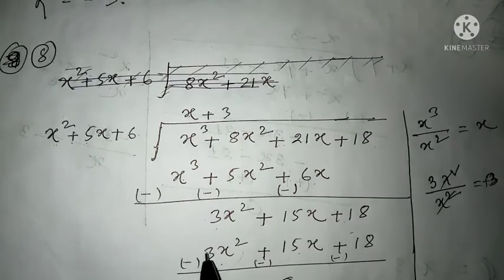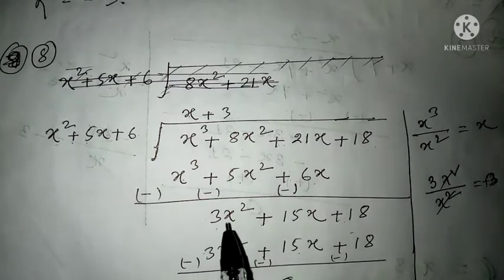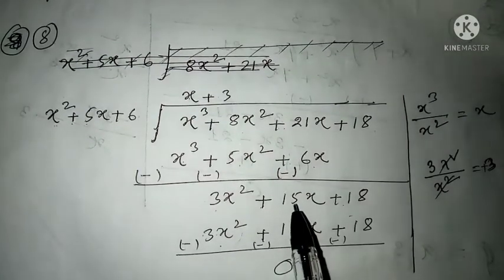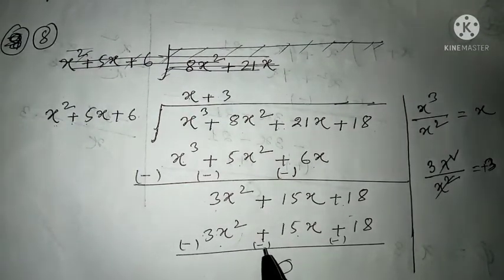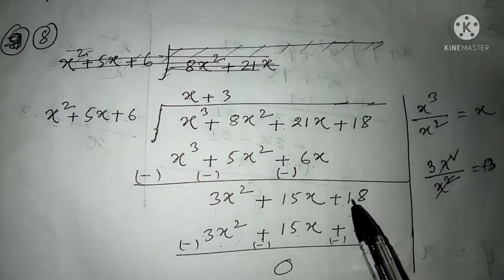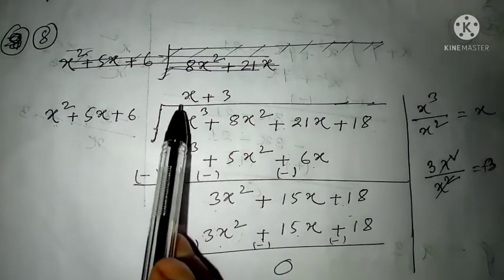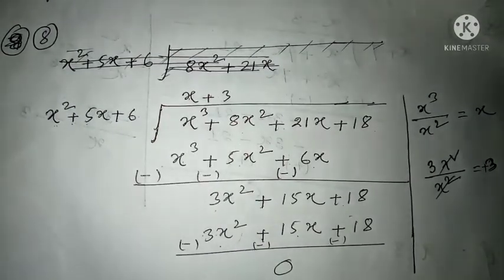Now it was plus, you have to assume it minus, plus 3x square minus 3x square 0, then no need to write actually. Okay, then 15x, this is plus, you have to assume it minus, minus 15x 0, so plus 18 minus 18 0. So our remainder is 0 here, and your quotient is x plus 3.